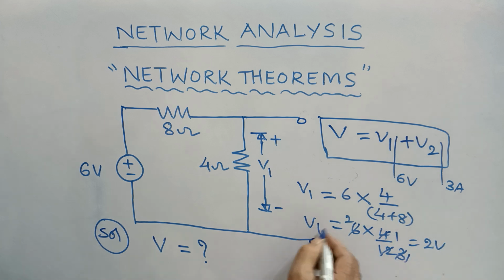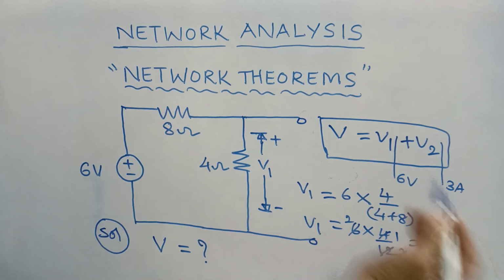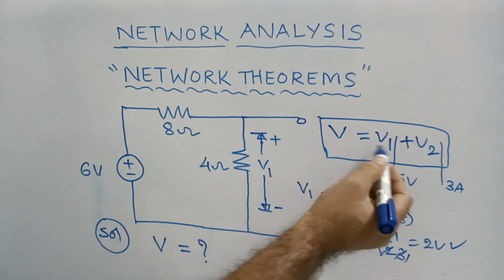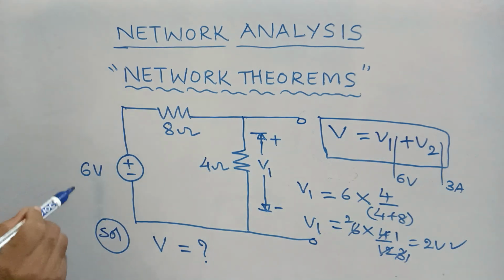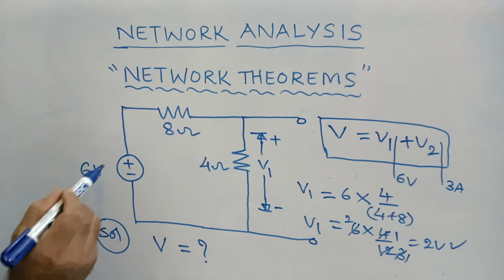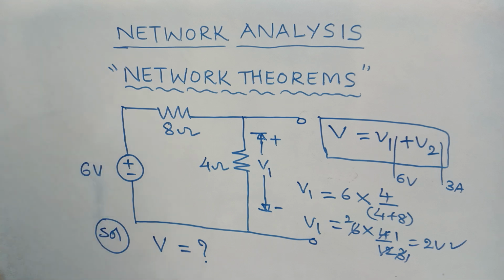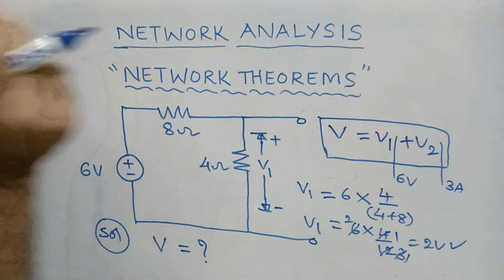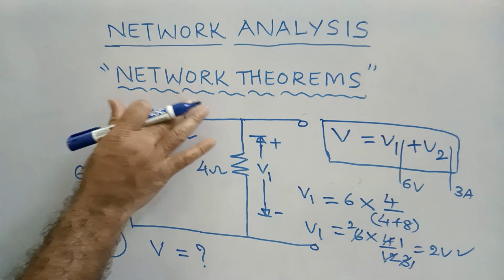Therefore, what is your V1? V1 is equal to 2 volts. Right? That is with respect to your 6 volt voltage source. Now, that is step 1 actually. Now coming to step 2. What is step 2?